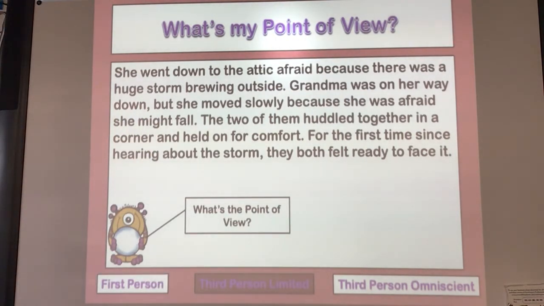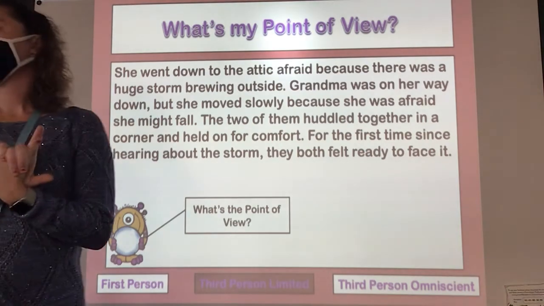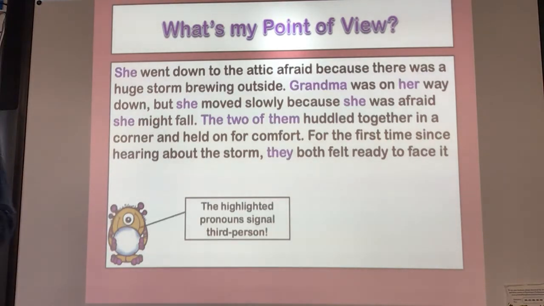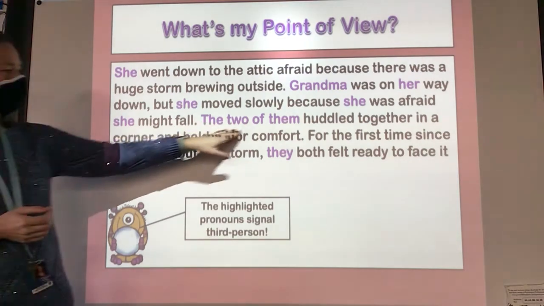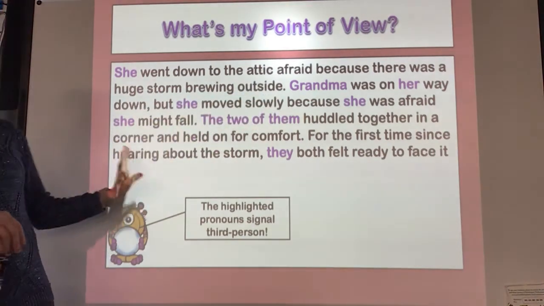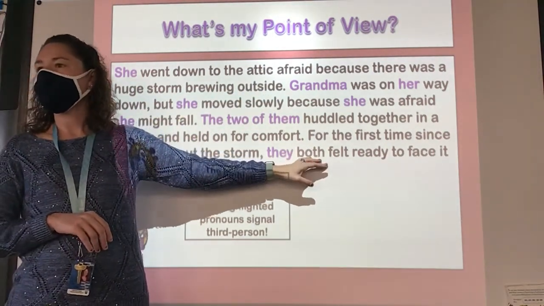So how can we think about what we've talked about as far as evidence, right? How would we prove this was maybe limited? Here's the highlighted pronouns. See how it's even highlighting the two of them, they. Okay, it's definitely third person. Riker, how can we prove that maybe it is just limited? Because it says, she went down to the attic afraid because there was a huge storm. I agree. We see a lot more about just Grandma, don't we? Or we don't even know who this other person is. Yeah. Okay? So I agree.